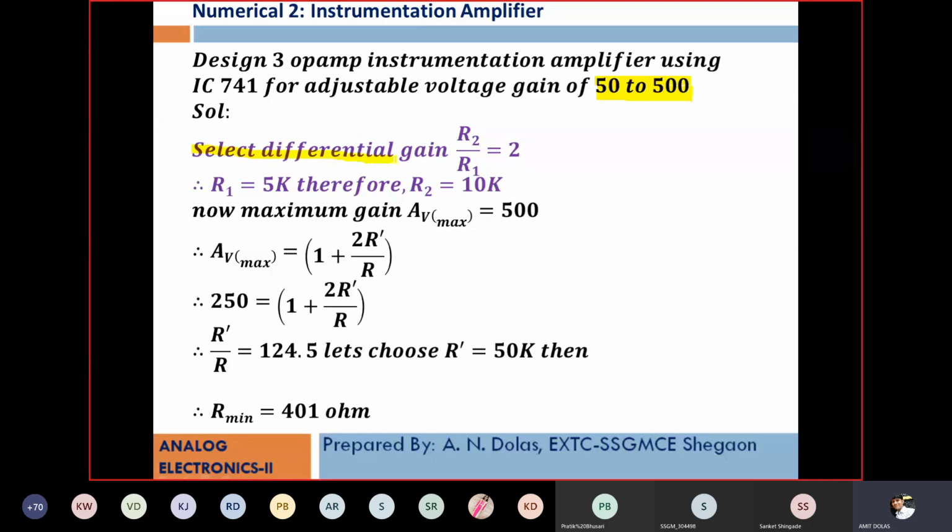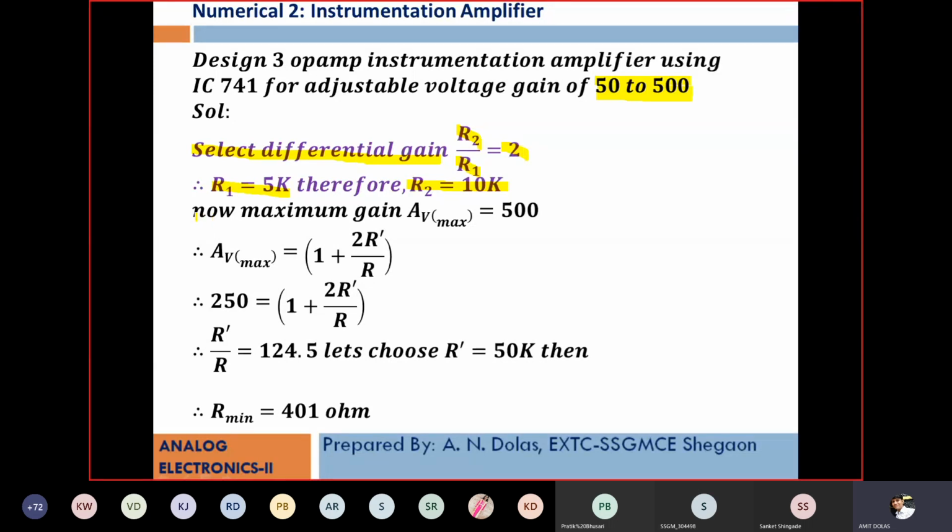So we have to select the differential gain. You may select any differential gain. I have used R2 by R1 equal to 2. For that, one value is chosen, say R1 is 5k, therefore R2 will be 10k. So 10k by 5k, the differential gain will be 2.